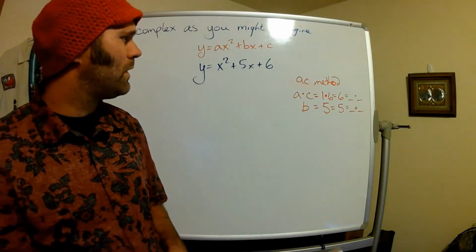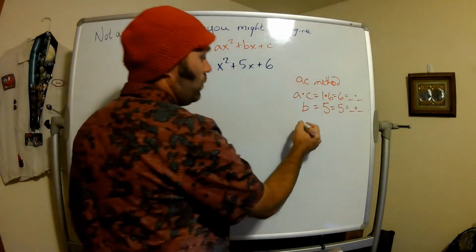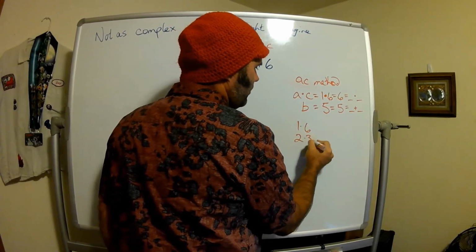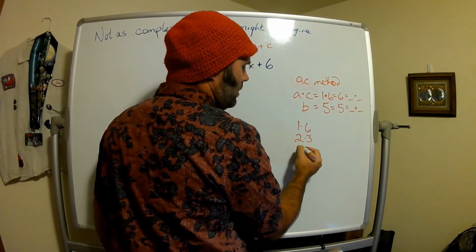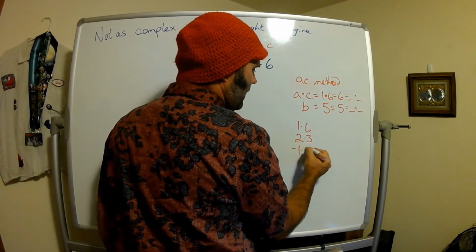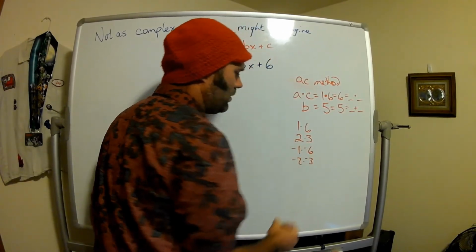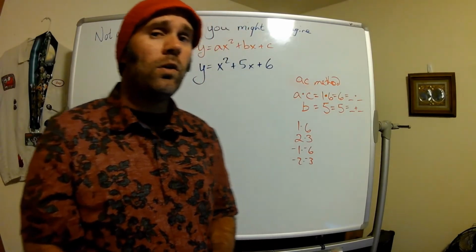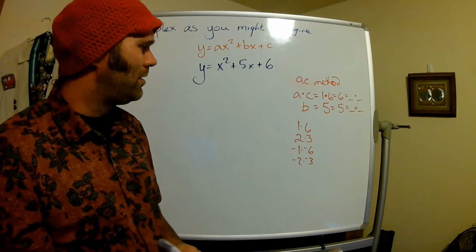Okay. And so we can start making a list. 1 times 6 and 2 times 3. And then of course, if it mattered, you could do the opposite. So -1 times -6 and -2 times -3. So those are the 4 options that we have. There aren't any other whole numbers that multiply to give you 6 than these.